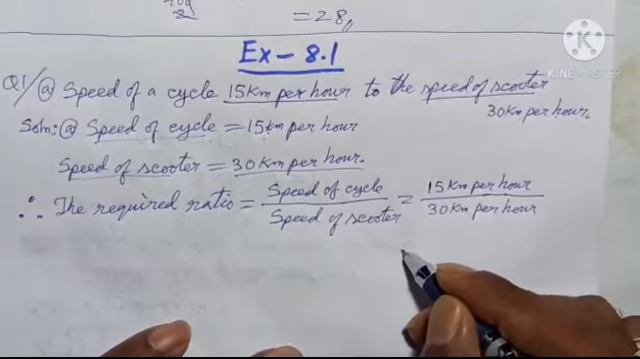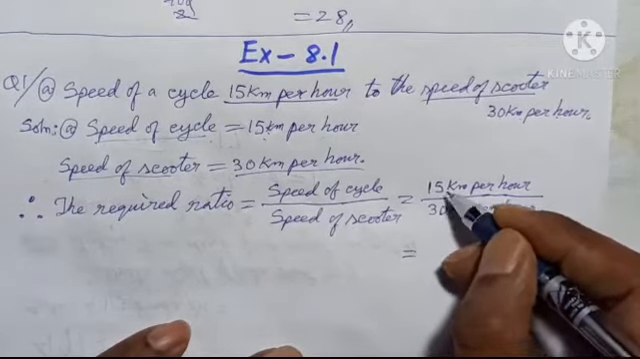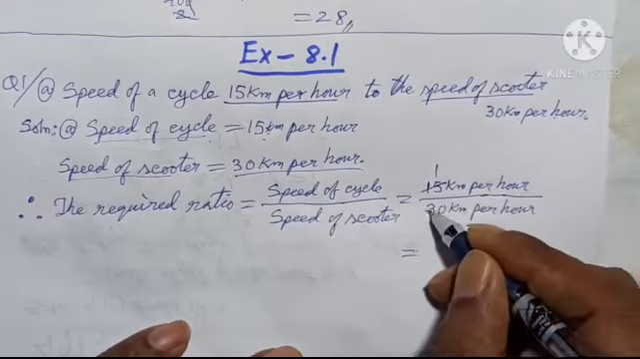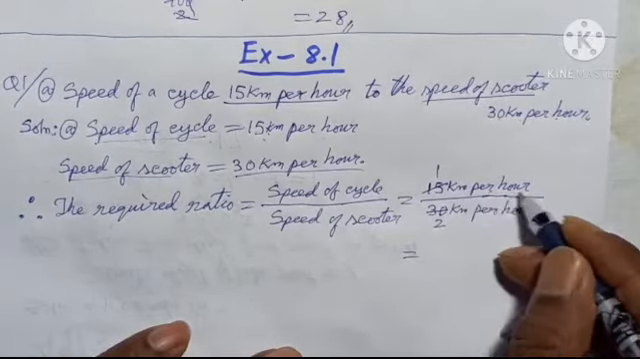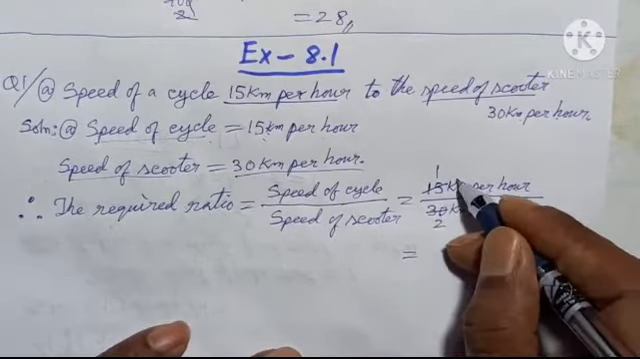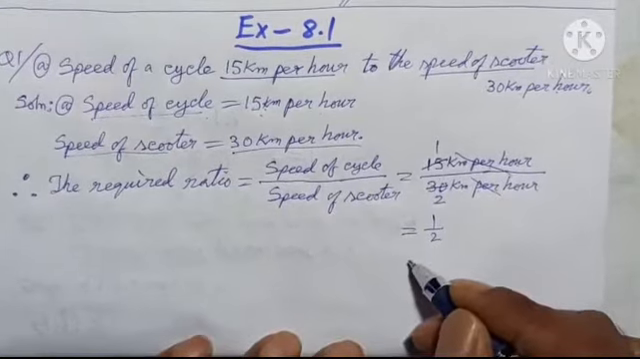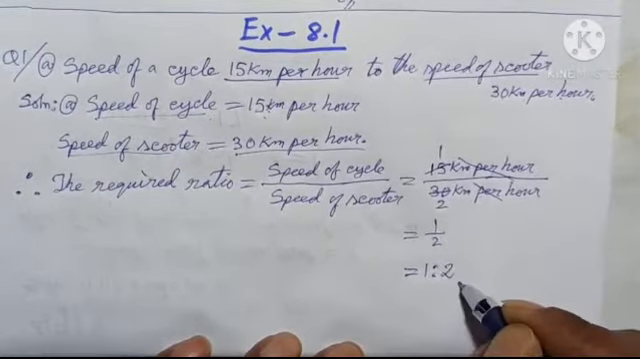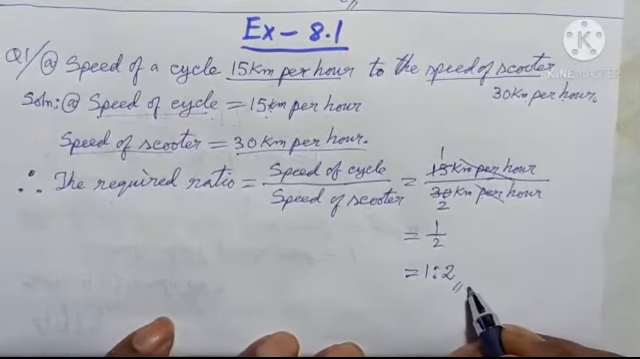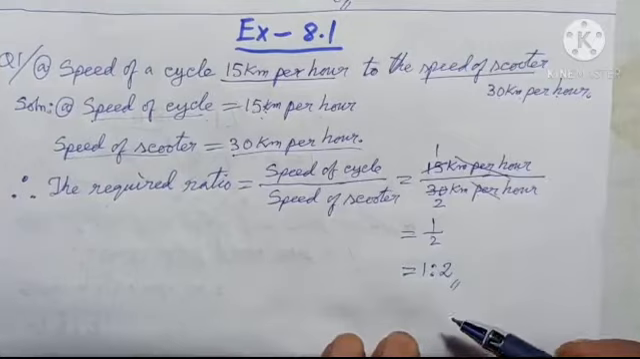Next, 15 and 30 we can divide by 15. 15 one time is 15, 15 two times is 30. Kilometer per hour are same, so these two are cancelled. Then we are getting 1 by 2. 1 by 2, if we want to write in the ratio form, we can write 1:2. Here the question is over. I hope that you can understand that. So now let's try next question.